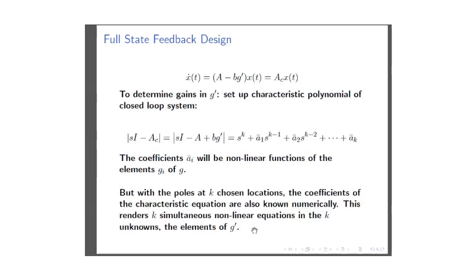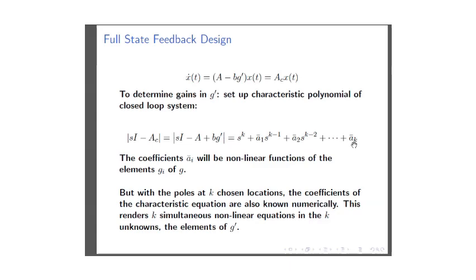But on the other hand, the moment that we've selected the pole locations, these coefficients are known numerical values. Why do I say that? Well, the moment I've selected where I want my eigenvalues, I can reconstruct the characteristic equation from those eigenvalues. The characteristic equation will simply be S minus the first eigenvalue between brackets multiplied by S minus the second eigenvalue, multiplied by S minus the third.